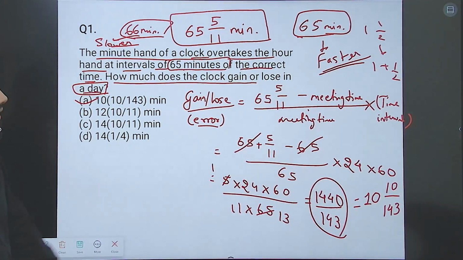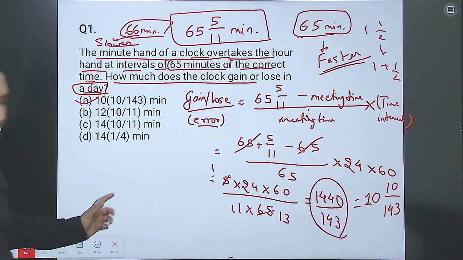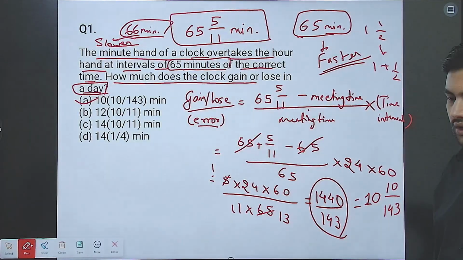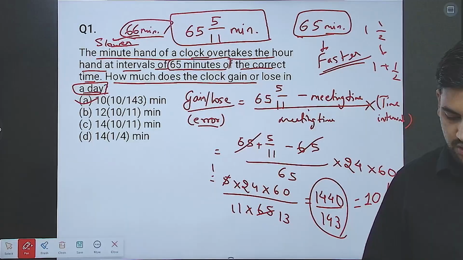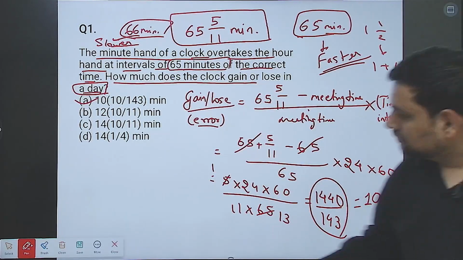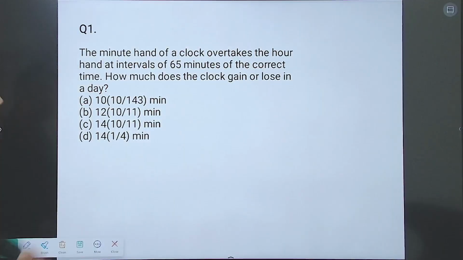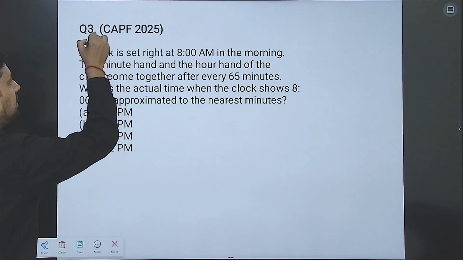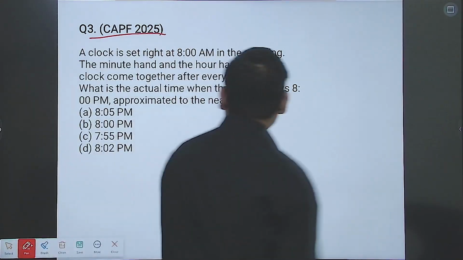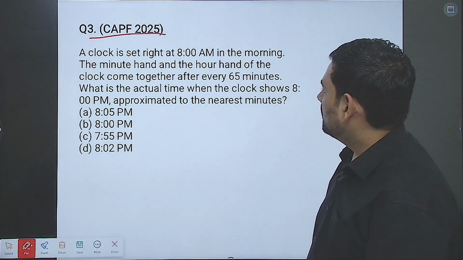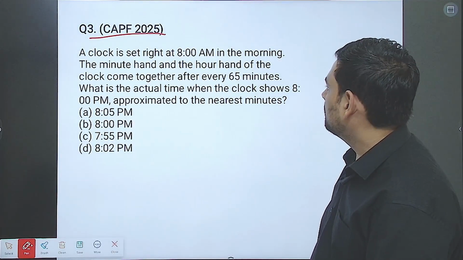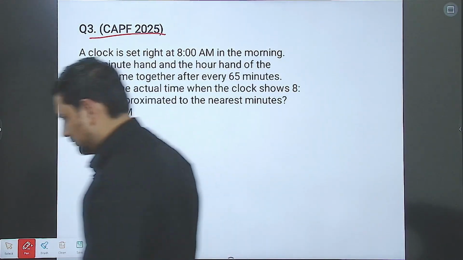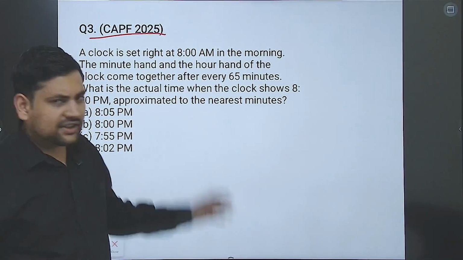Understood? Simple. First thing is understanding, is it faster or slower, and after that using this formula. Now let's do one more. This was asked in this year's CAPF 2025. Okay, what does it say? The actual time in the clock shows this. Now the initial calculation will be similar.